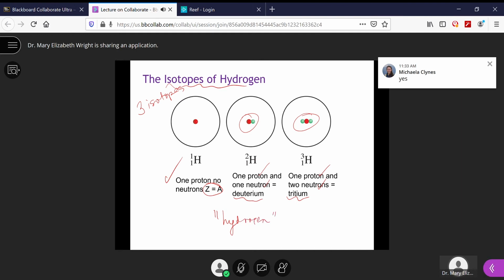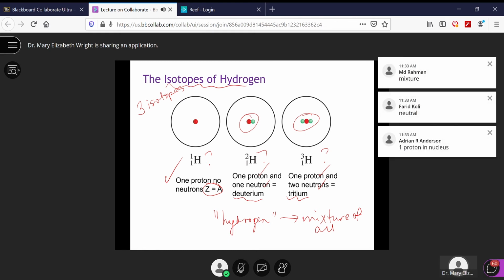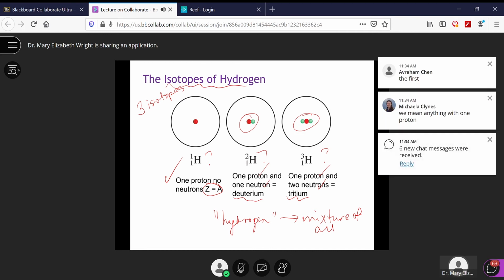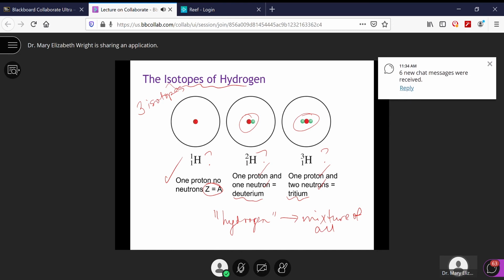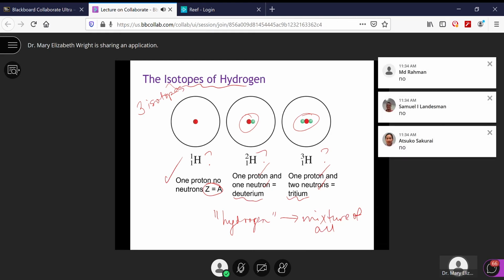And keep in mind that when we talk about an element, when we say hydrogen, what do we mean? Do we mean this, or this, or this, or do we mean a mixture of all of these? So what do you think? If I said to you hydrogen, well, I said this one is the most common. So isotopes have abundance, but if you have a sample of hydrogen, do you think it's only going to be one of these things? No, it's going to be all three.